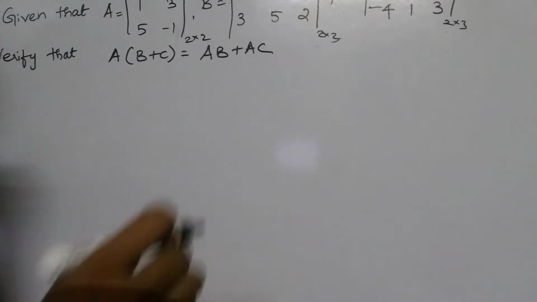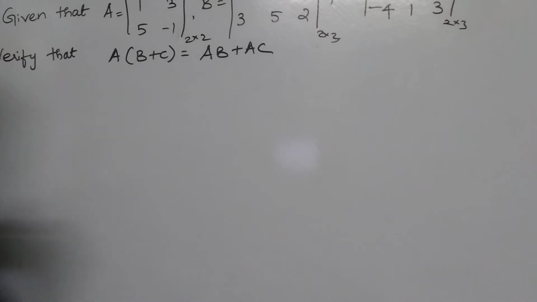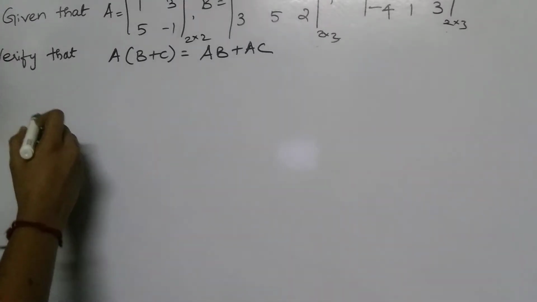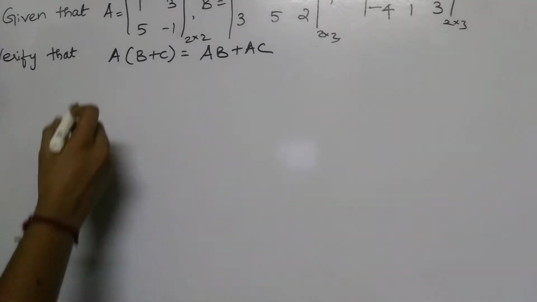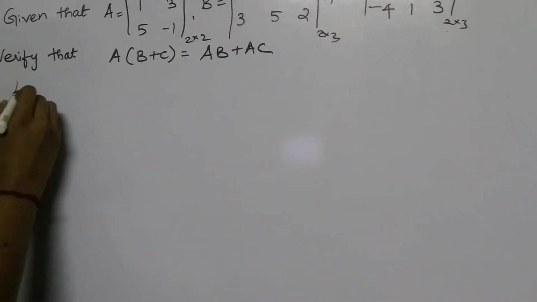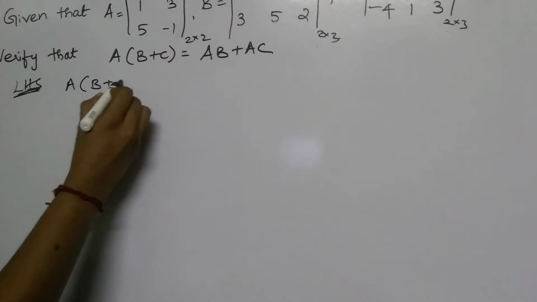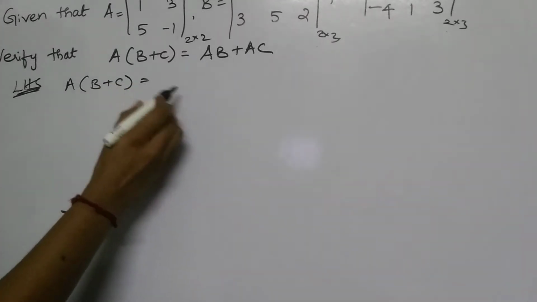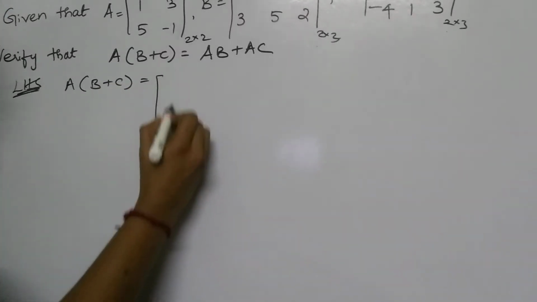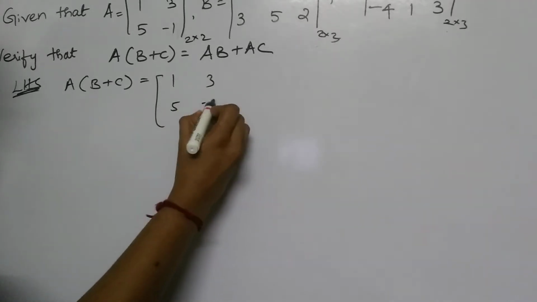That is the distributive law. You might have learned, is it not, distributive law? Alright. And also associative law, right? That means how will you write? Just first do the left hand side, okay? A into B plus C. What is A into B plus C? First find it. Write A matrix first, 1, 3, 5, minus 1.